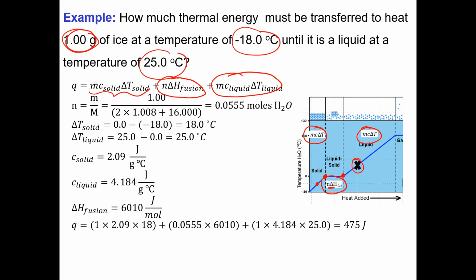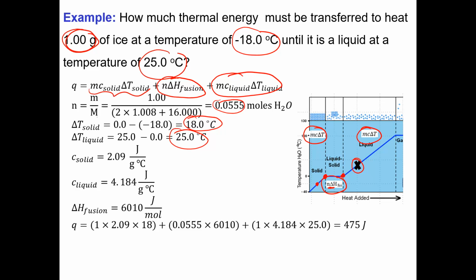So the first thing that I would do is go ahead and calculate the number of moles. And so we've just done that by calculating mass over molar mass. So this is how many moles of water we have. The next thing is we want to figure out how much we're changing the temperature of the solid by. And so we're going from minus 18 up to 0. So that's going to be an increase of 18 degrees Celsius. And then we want to figure out how much we're changing the temperature of the liquid by. And we're going to go from 0 up to 25. So obviously that's going to be a rise of 25 degrees Celsius.